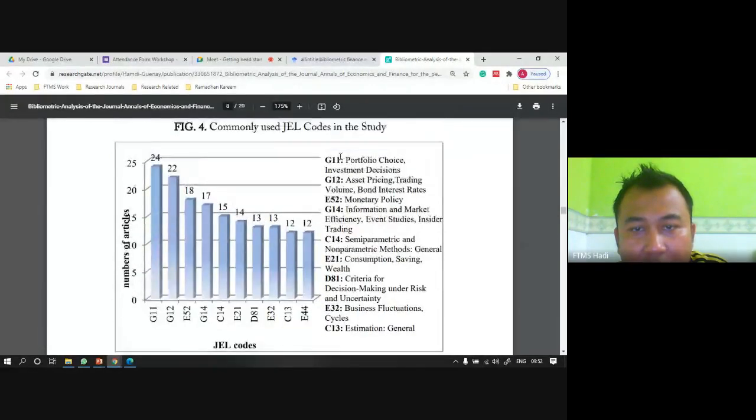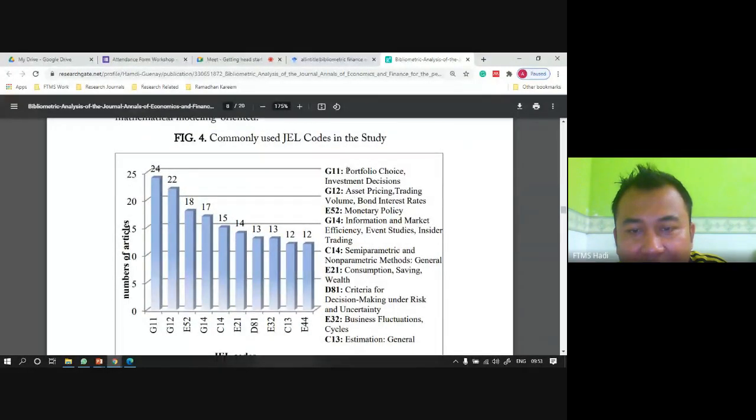This one. Code in the study. You see, a few papers related to portfolio choice, investment decision, asset pricing, EMH, consumption saving wealth, business fluctuation, and so on. So bibliometric will give you an idea about the trend of research.